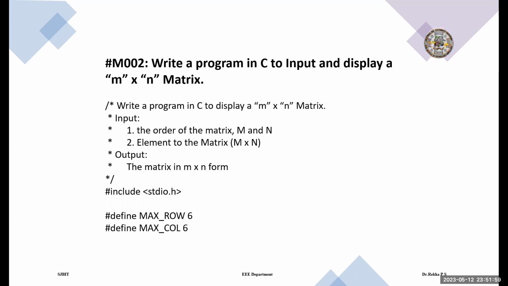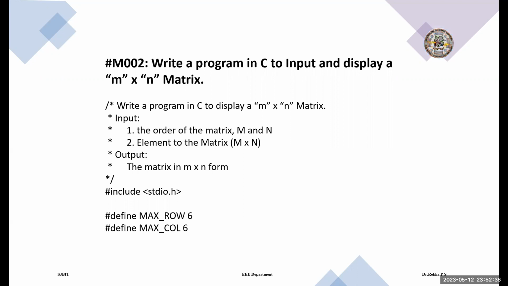So write a program in C to display an m by n matrix. That's how the question will come. So what are the inputs you are giving? First one is the order of the matrix, m and n. Next, the elements of the matrix. How does the output come? You get the matrix in m by n form.